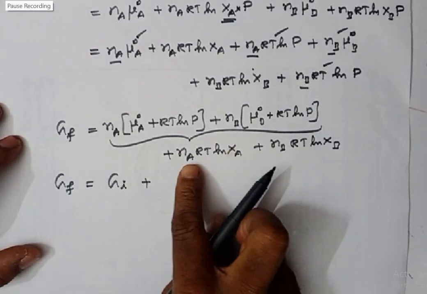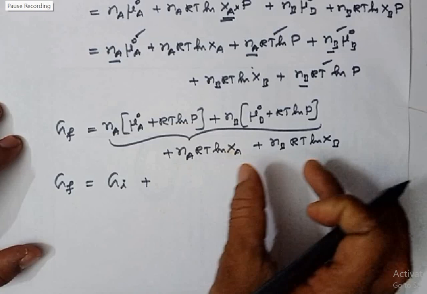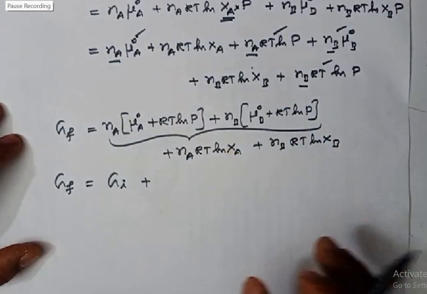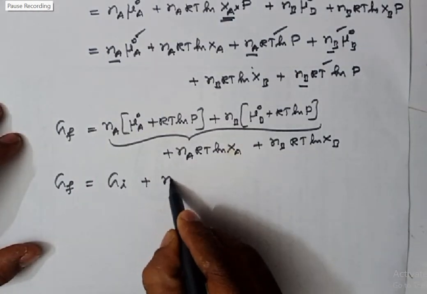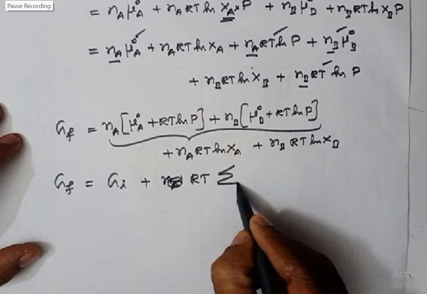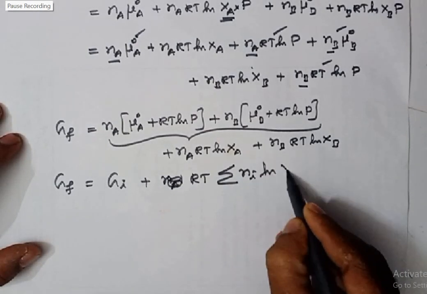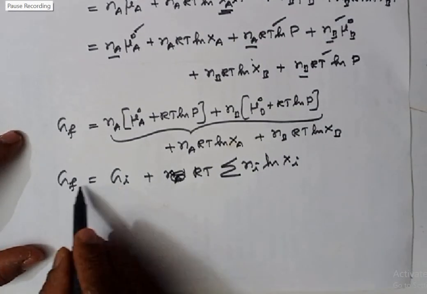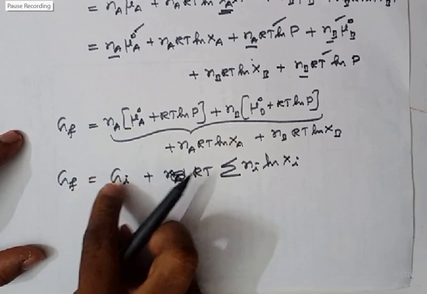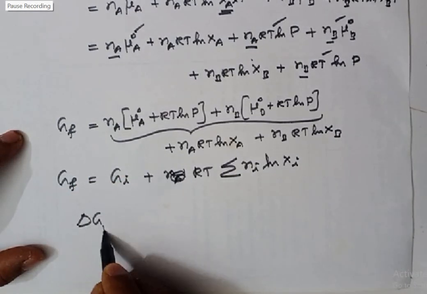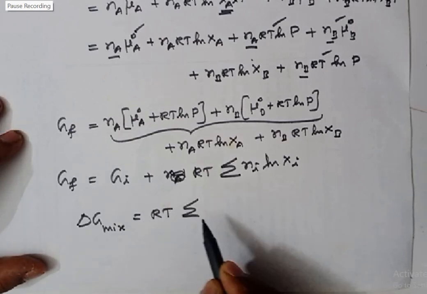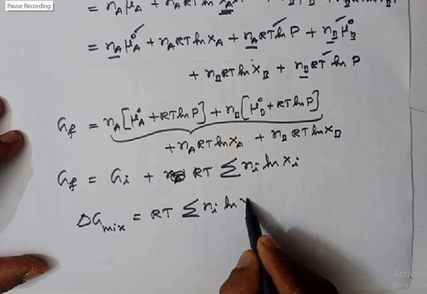plus, for gas A I have this term, for gas B I have this term. Suppose if I take gas C, gas D, I'll get similar terms like this. So I can write directly that as RT is constant, summation Ni ln Xi. Bring this GI to the left hand side. Gibbs free energy in the final state minus Gibbs free energy in the initial state is nothing but delta G mixing. So delta G mixing equal to RT summation Ni ln Xi.